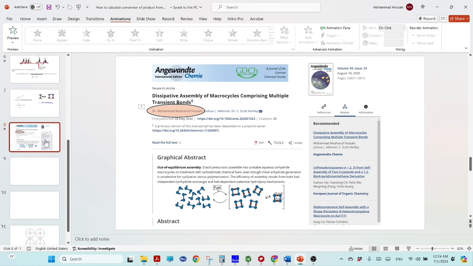So again, if you are really interested to see more about this kind of chemistry and the dissipative chemistry, macrocycle formation, you can definitely go through this paper. You can learn more about it, and if you have any question, you can ask me.